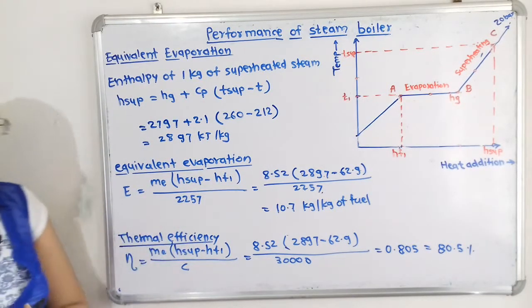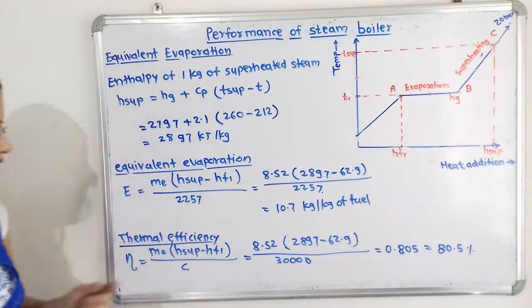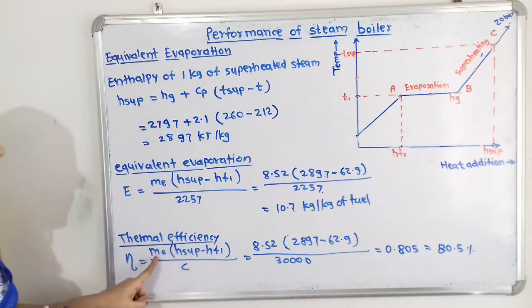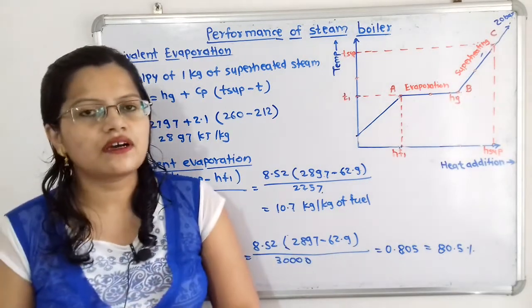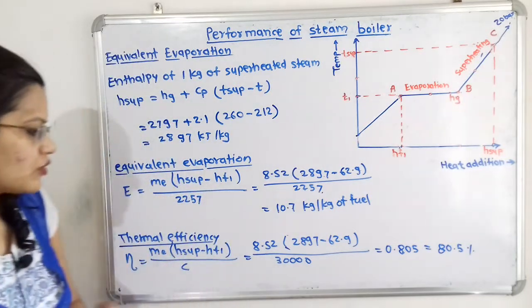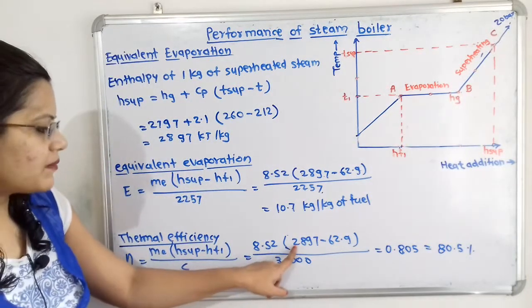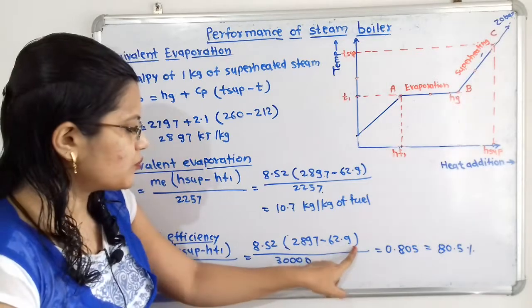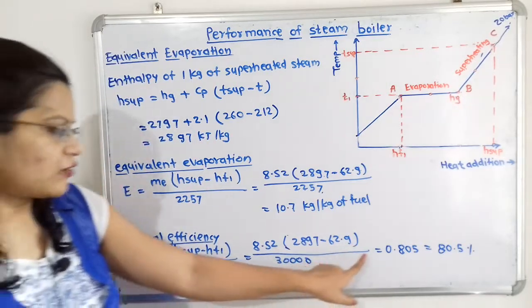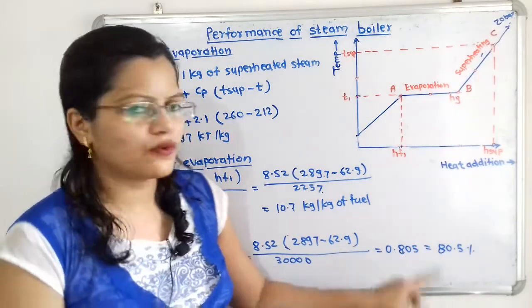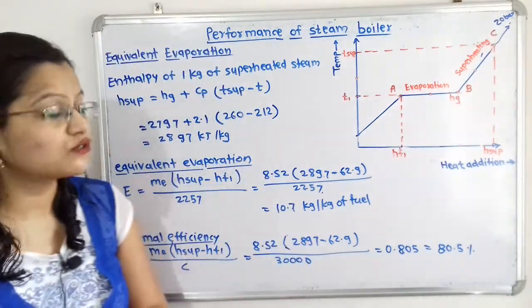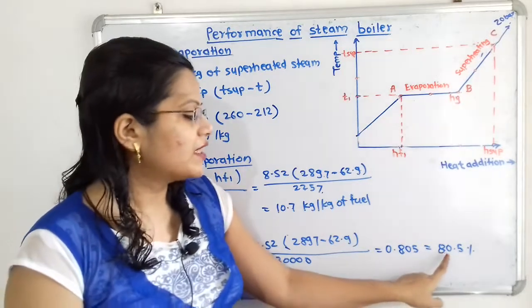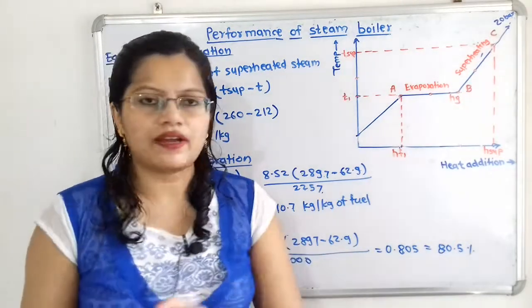Thermal efficiency. What is this thermal efficiency? Again we have the formula Me times H superheated minus HF1, divided by C. C is nothing but the energy in the combustion of the fuel. So 8.52 in the bracket 2897 minus 62.9, divided by 30,000, which is equal to 0.805. But here efficiency is required, so we will take this as a percentage. We multiply by 100, which is equal to 80.5%.